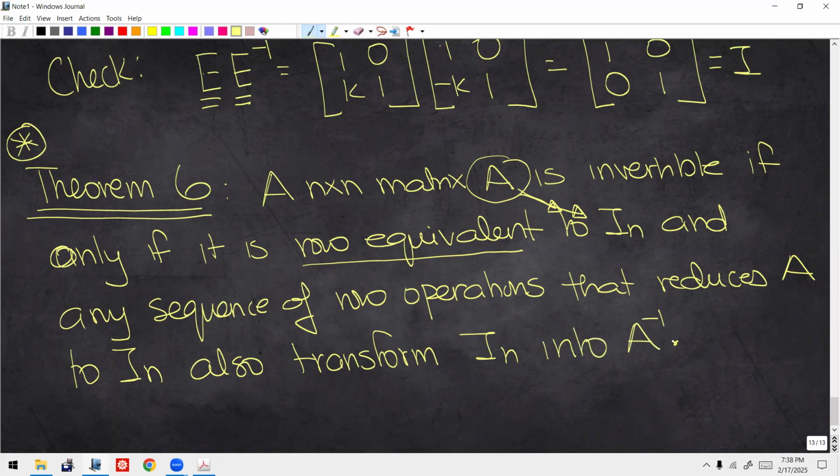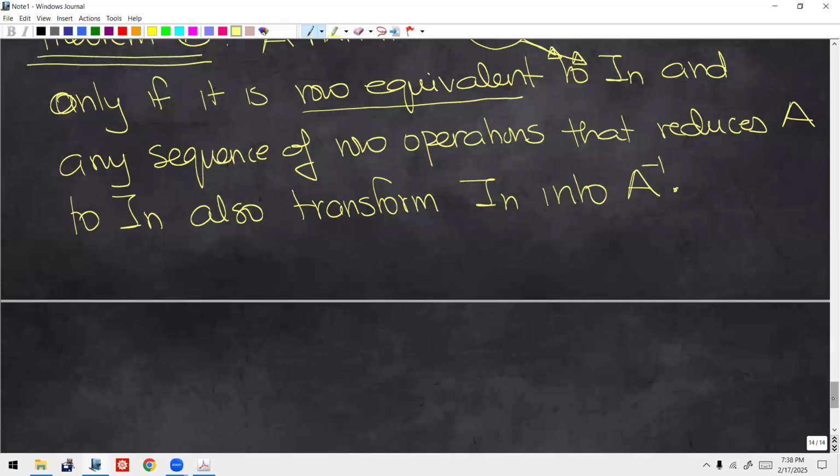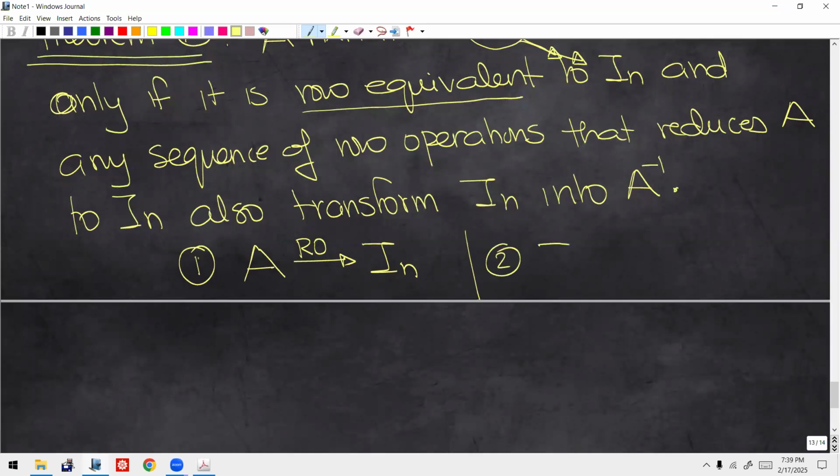So far, we just knew what an inverse was, but now this theorem actually gives us a blueprint on how to do that. In a nutshell, what this theorem is saying is, if you start with a matrix A and you perform row operations and change it to In, then at the same time, as you're doing step one, step two, you start with an I and perform the same row operations that you performed here.